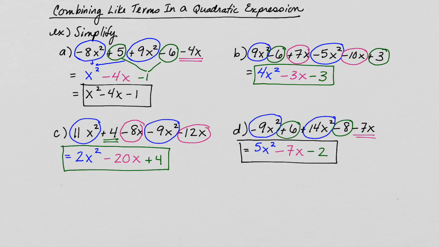So the very important thing is that when you're looking for like terms, they have to have the same variable, but they also have to have the same exponent.